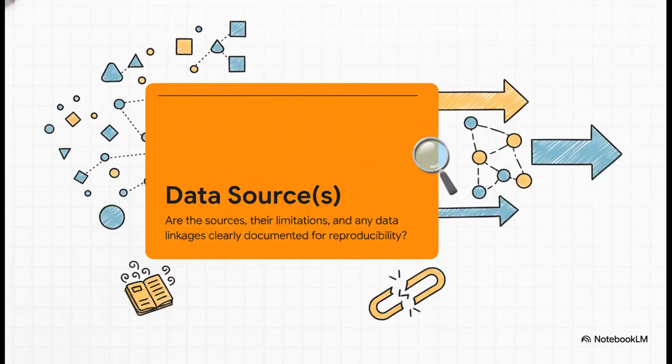Next up, you've got to follow the data. Where did it come from? A really trustworthy study will be totally transparent about its data sources. They'll openly talk about the known flaws, because let's be honest, no data set is perfect, and they'll clearly document how they pieced different data together. If you can't trace the data's origin story, you just can't fully trust the conclusion.